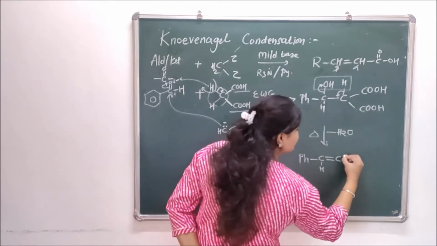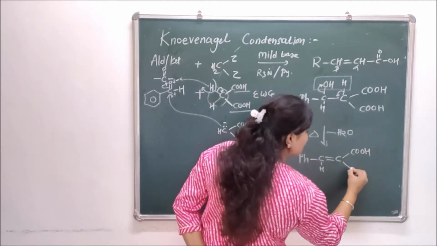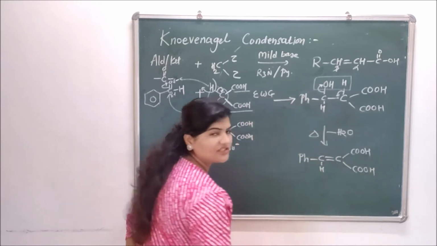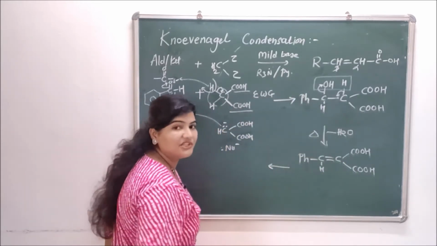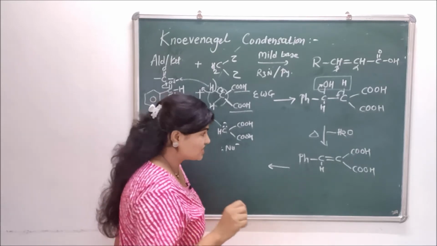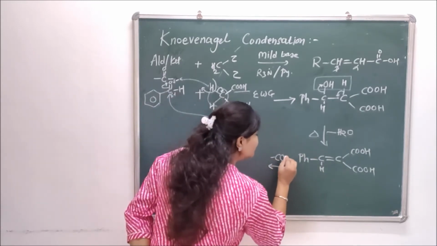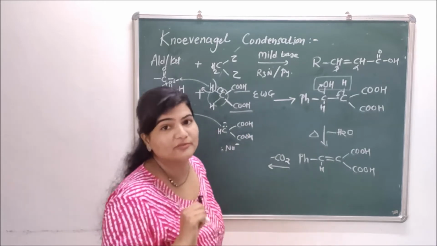Okay, and then here you're having COOH, COOH. This is what you are getting after dehydration. Now one more step is remaining. It is decarboxylation. So you are going to remove the carbon dioxide group from the molecule.